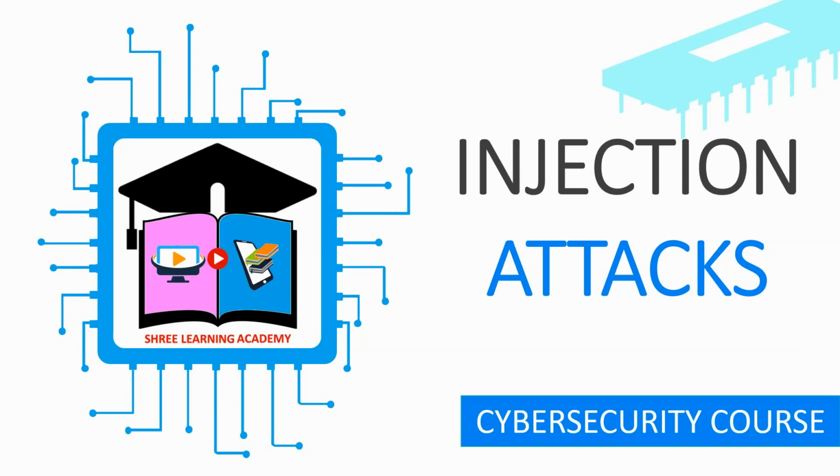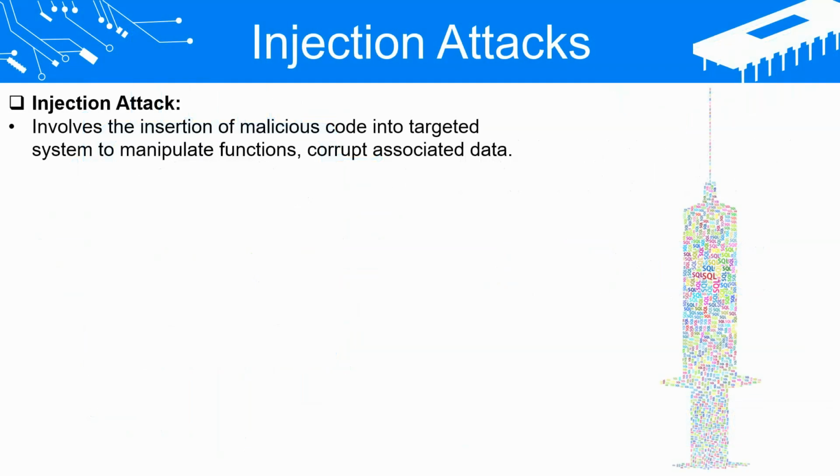Our today's topic is injection attacks. So let's get started. A type of security breach known as injection attack involves the insertion of malicious code into a targeted system, enabling the attacker to manipulate its functions and corrupt the associated data. The methods used for injection attacks are varied and numerous. The name given to an injection attack generally reflects either the specific backend system that it exploits or the nature of the malicious payload that it inserts into the target.